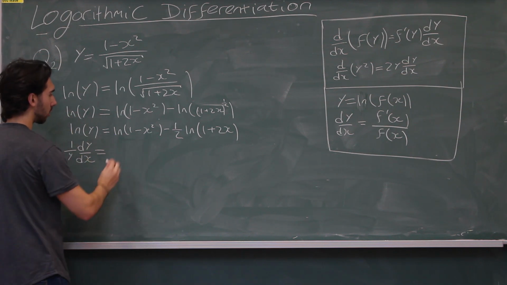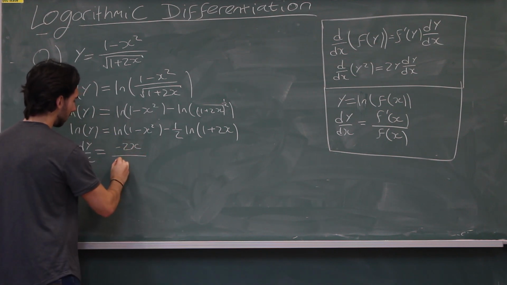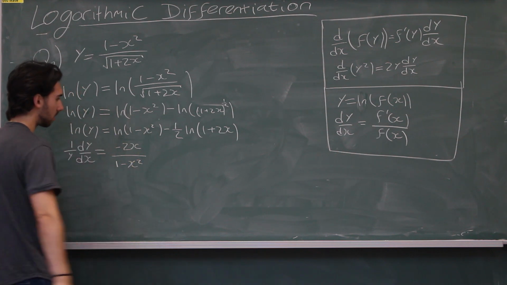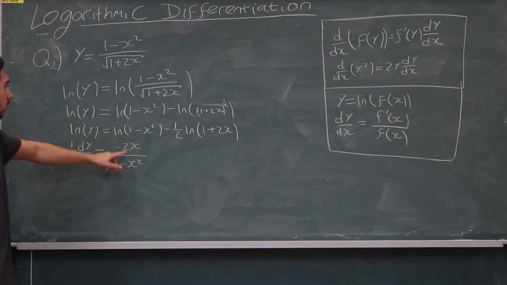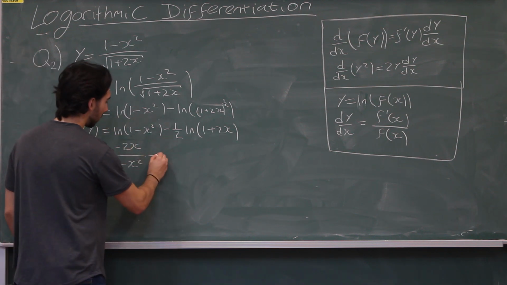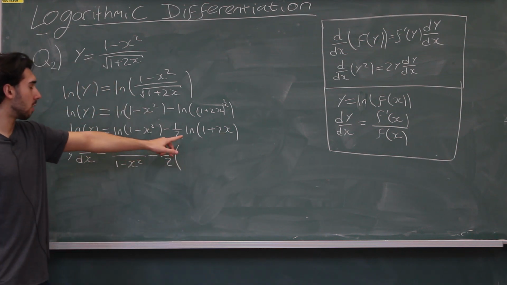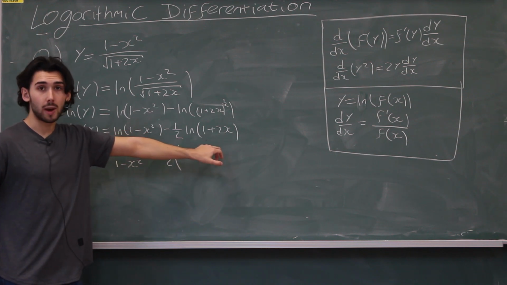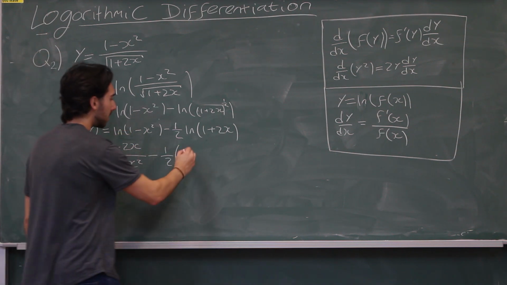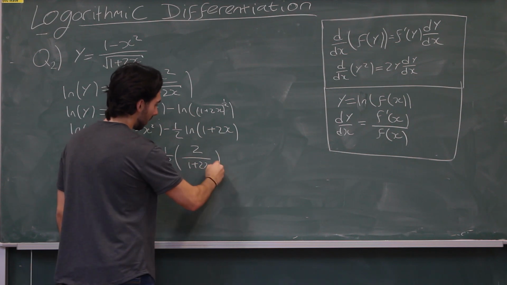So this first logarithm is going to be minus 2x over 1 minus x squared, okay? Because the derivative of 1 minus x squared is minus 2x. And then we divide by the original function. And then here I'm going to put the half, and then I'm going to differentiate the natural log of 1 plus 2x. The derivative of 1 plus 2x is 2. So it's going to be 2 over 1 plus 2x, like that.